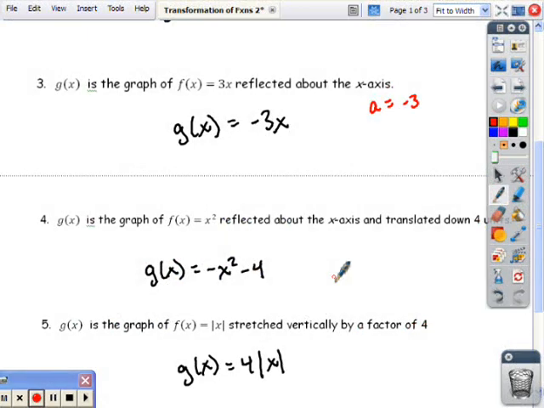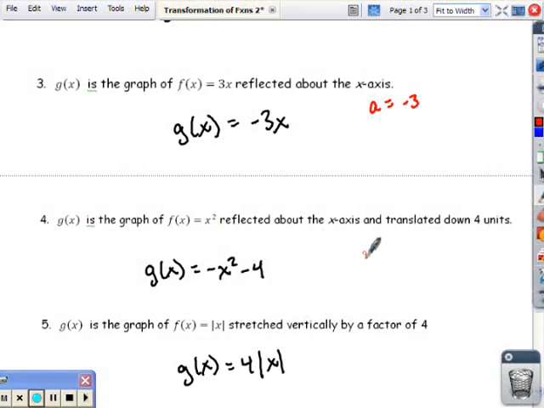For number 4, reflected about the x-axis. Again, a becomes negative 1, and translated down 4 units. K is negative 4. So it gives me negative x squared, and then minus 4. And then finally, stretched vertically by a factor of 4. Here a is going to be equal to 4.